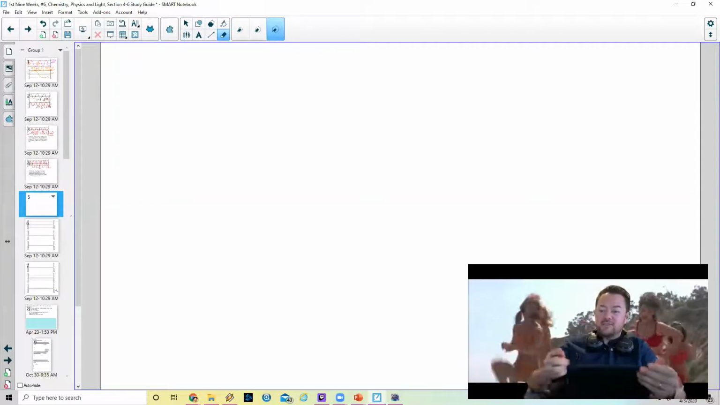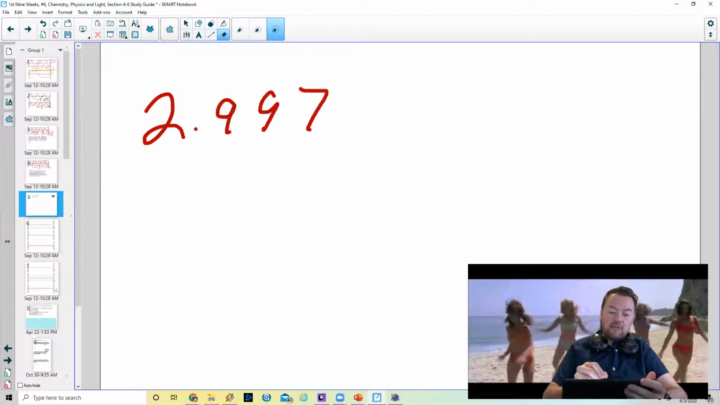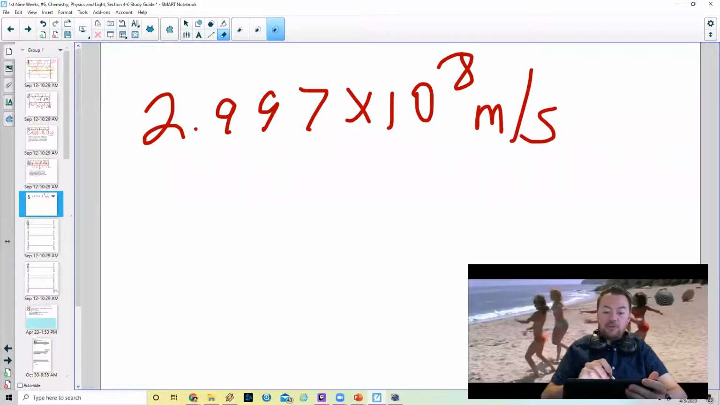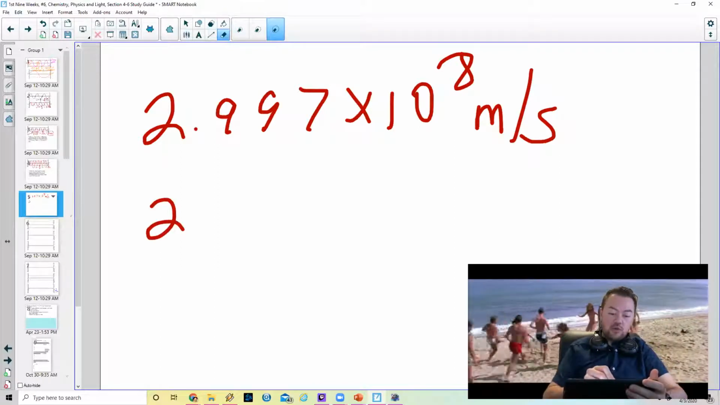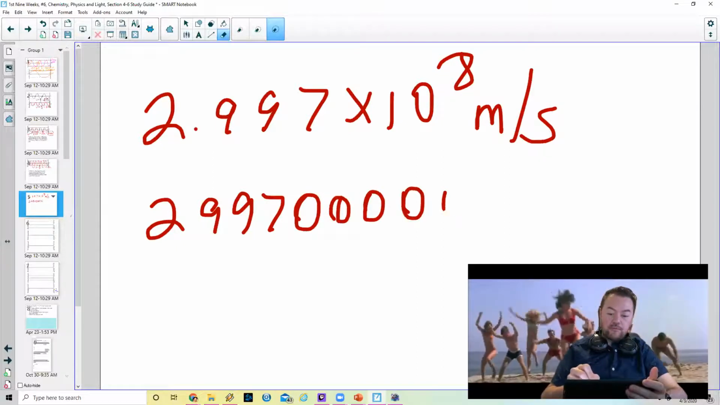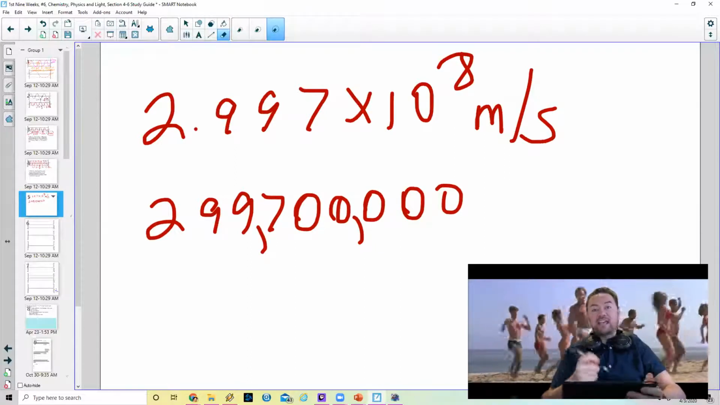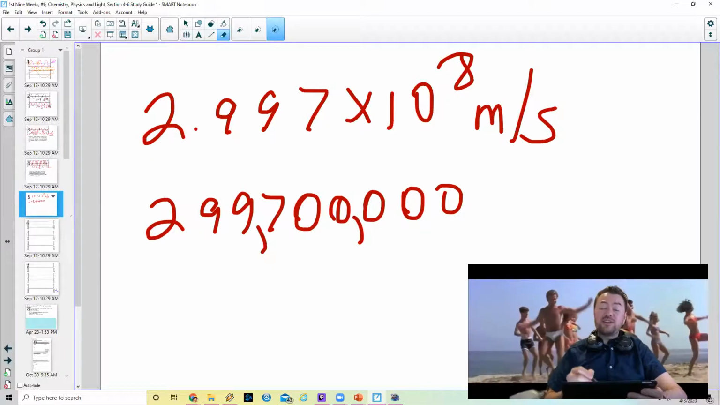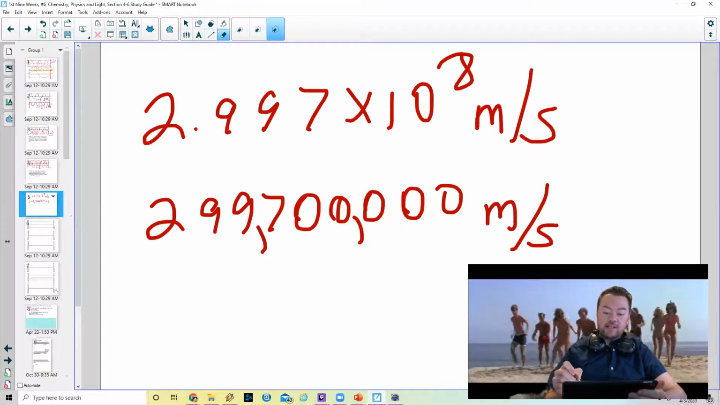To take that out of scientific notation, I have 2.997 times 10 to the 8th meters per second. I would have to take that decimal and move it 8 times. So I would wind up with 2997 with 5 zeros attached to it. Then you put little commas there. That means light in a vacuum with nothing to slow it down is going to move 299,700,000 meters in 1 second.